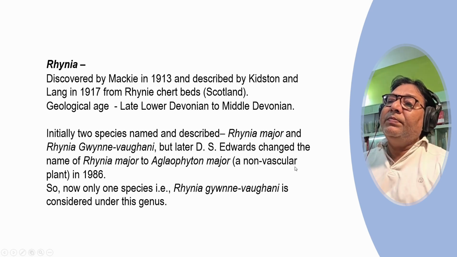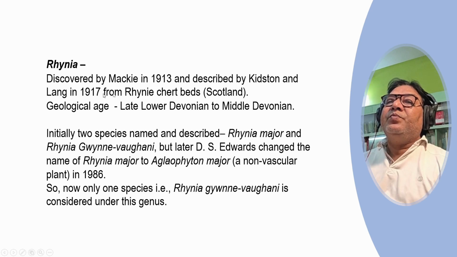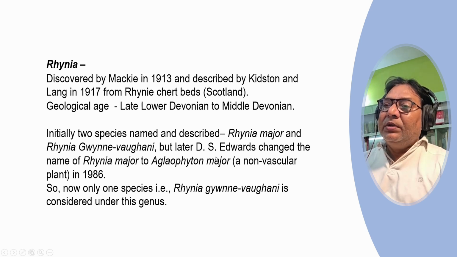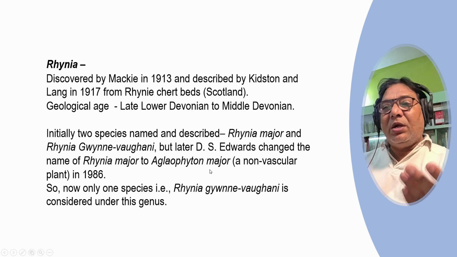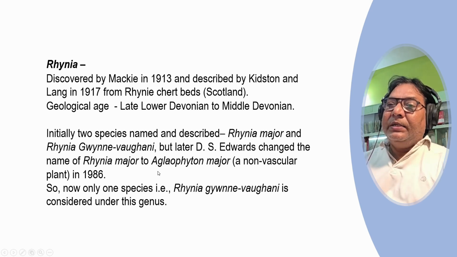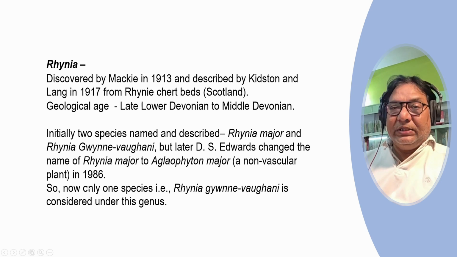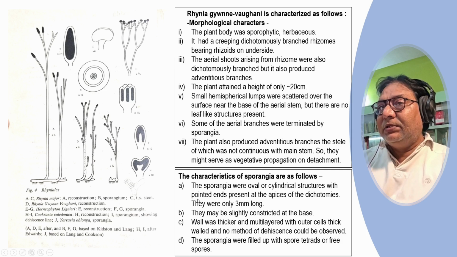But it is not a vascular plant. It is a non-vascular plant. It was wrongly described by Kidston and Lang as Rhynia major. When it was studied further in detail, it was found that it is not in fact a vascular plant, and its name was changed to Aglaophyton major in 1986. So now only one species, Rhynia gwynne-vaughanii, is considered under this genus.